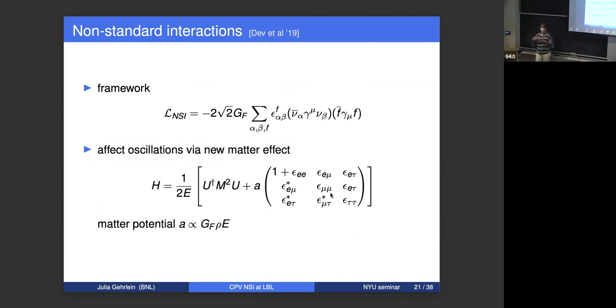There could also be NSI in production or detection. This means, for example, that NSI and a new mediator could affect pion decays. That is, the pion decay rate or the energy spectrum of the neutrinos is different. This could also happen. But again, a similar effect could also happen if the PMNS matrix is non-unitary. So if the 3x3 matrix we're talking about is just a subset of a real, maybe 4 times 4, mass matrix, which involves also sterile neutrinos.